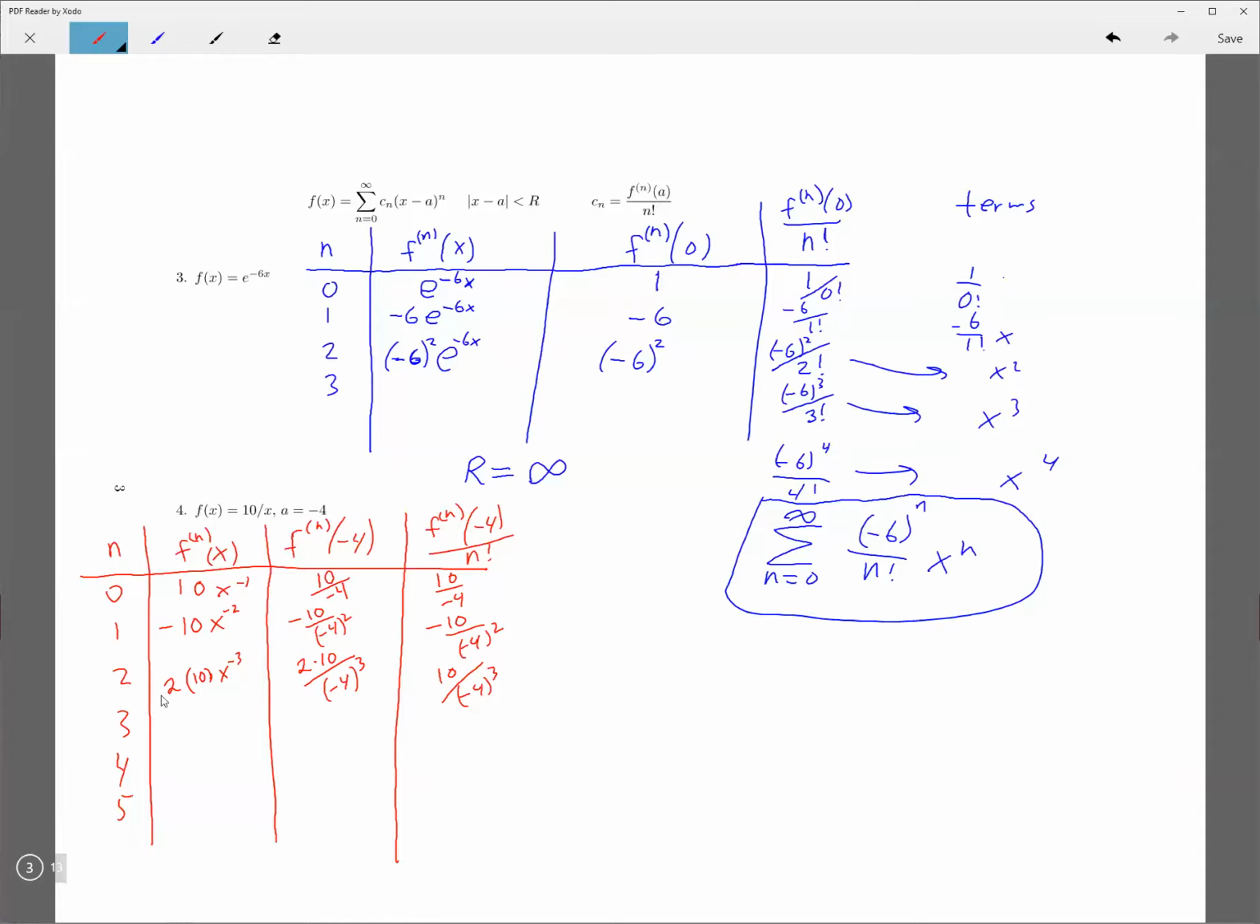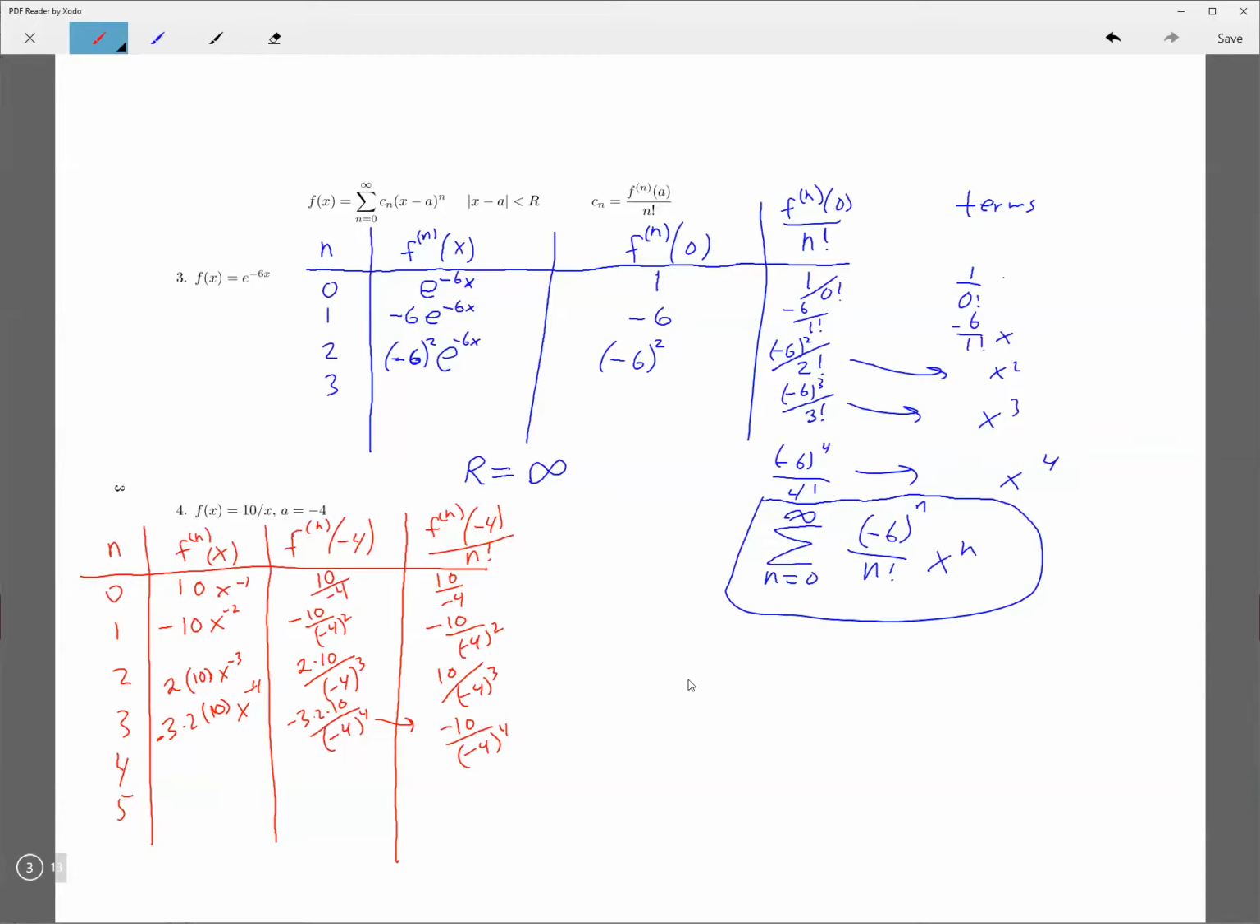Okay, now the next one, you have a 3 coming down, right? So you got 3 times 2, but there's going to be a negative. And there's going to be x to the negative 4, right? So it's going to be negative 3 times 2 times 10 over negative 4 to the 4th. And then when you're dividing by 3 factorial here, that's going to take the 3 and the 2 out. So you get negative 10 over negative 4 to the 4th.